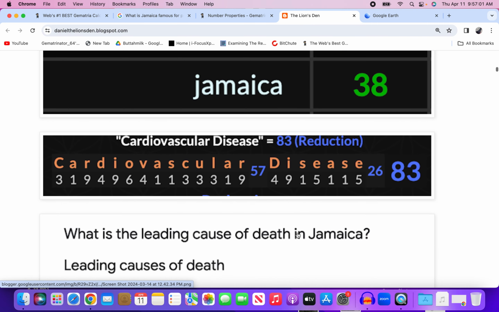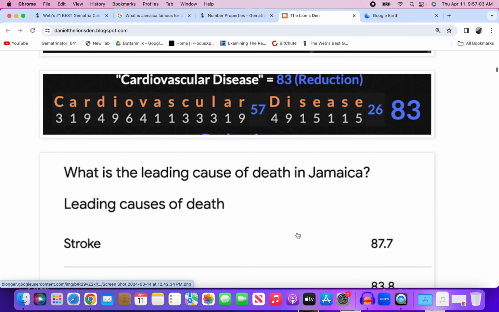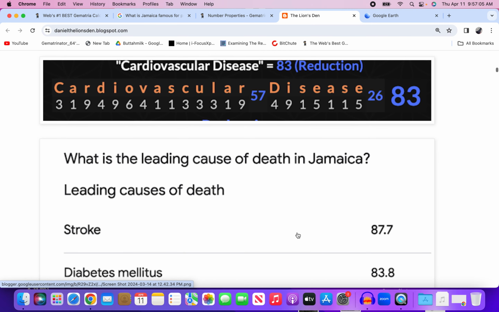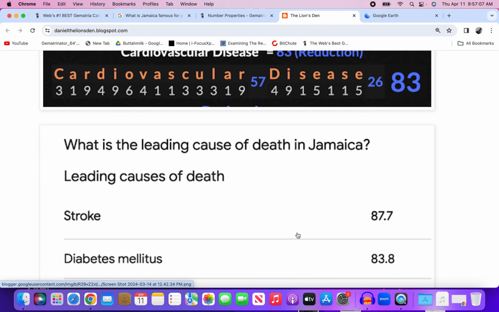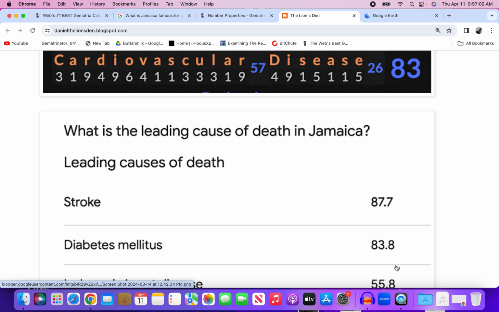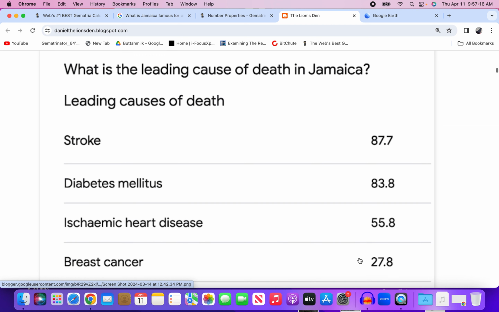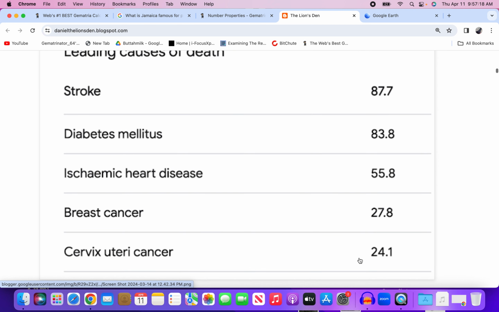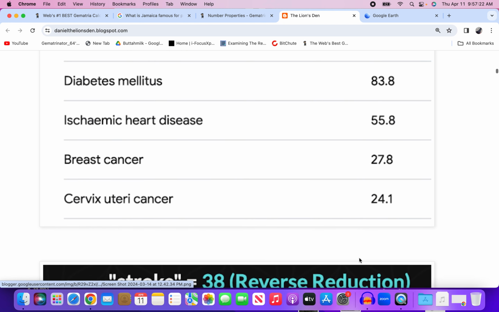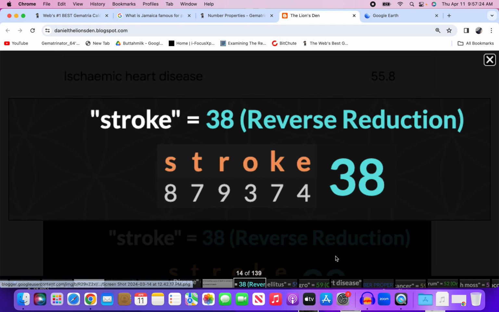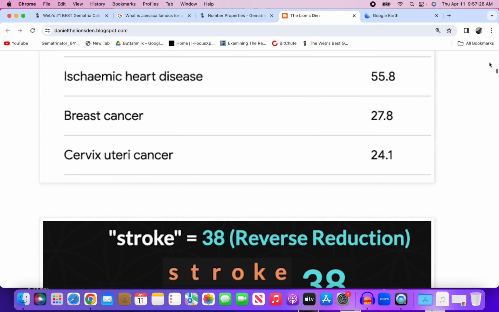So very interesting. What's the leading cause of death? Stroke, 87%. Diabetes mellitus, 83.8%. Remember, we mentioned diabetes equals 38, the reflection of 83. Heart disease, 55. Breast cancer, 27. Cervix cancer, 24%. So stroke's number 1, and stroke equals 38 in that reverse reduction cipher.